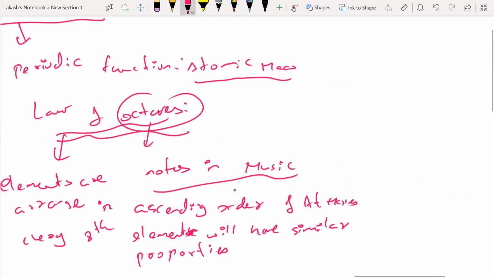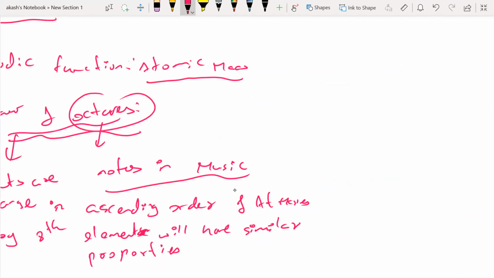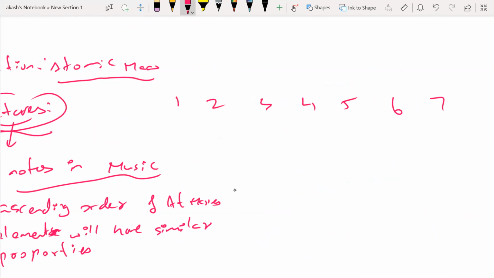So if you want me to explain how exactly this is happening, say I start with element atomic number 1, 2, 3, 4, 5, 6, 7, and the 8th element will come here. Again, 1 and 8 will have similar properties. Again, 2 and 9 will have similar properties. 3 and 10 will have similar properties. Like that, he said. When you go to the 8th, now 1 and 8 will have similar properties, 2 and 9 will have similar properties. That's what he said. So that's exactly how he was able to do it.